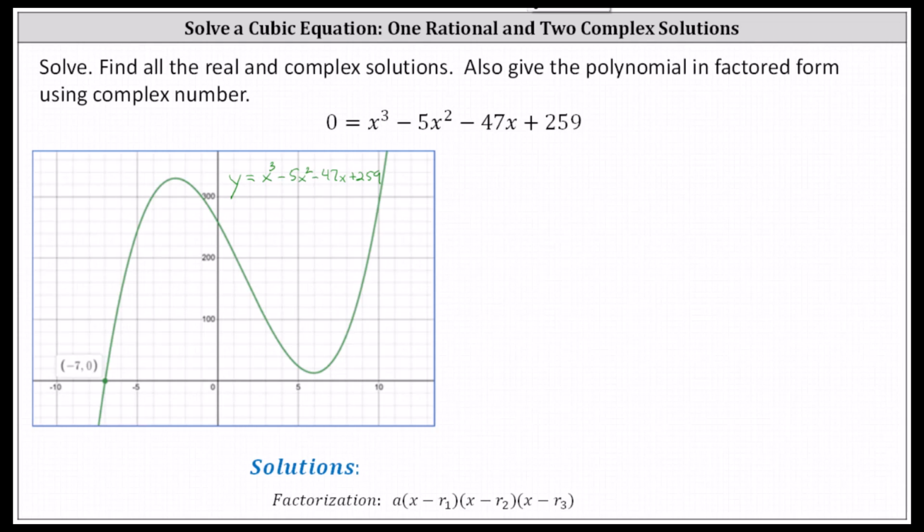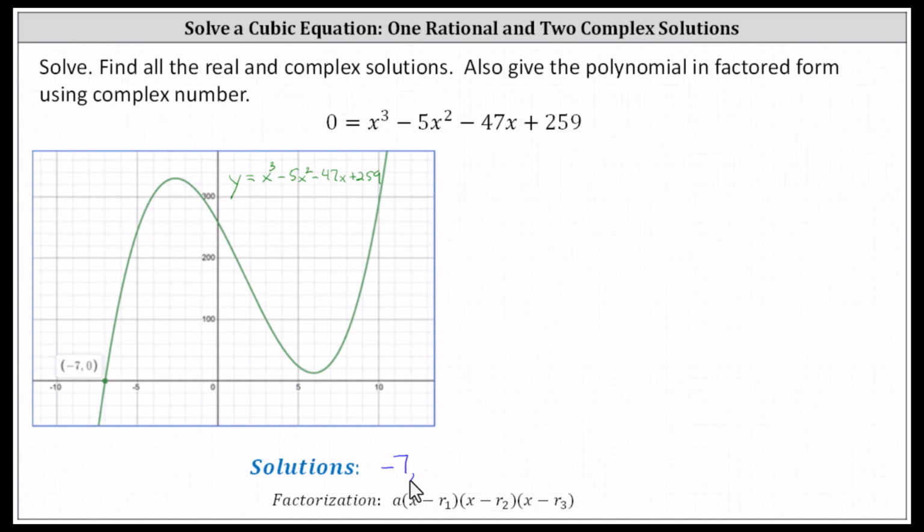So here's the graph of the polynomial function. Notice we have one x-intercept here on the left, negative 7, 0. This indicates when x equals negative 7, y is equal to 0, which indicates negative 7 is a solution to the given polynomial equation. Let's go ahead and record negative 7 below as one of our solutions.